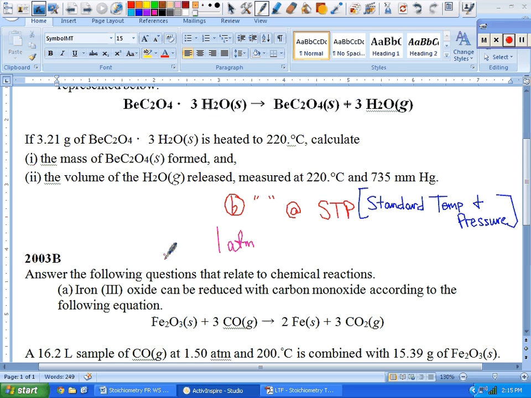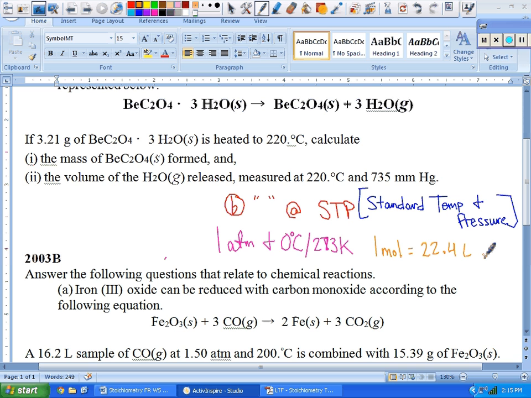273 Kelvin. And this is the most important fact, this next piece of information. The most important fact. At STP, 1 mole is equal to 22.4 liters. And I know what some of you are thinking, where in the world did that number come from? And I'm fixing to prove to you where that number comes from.